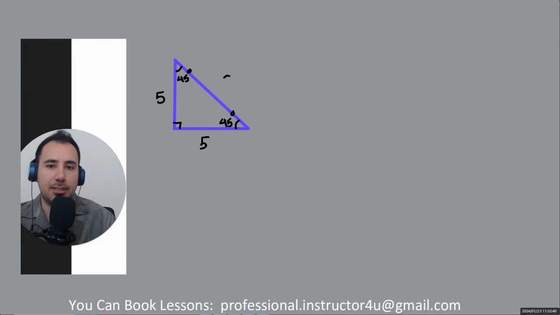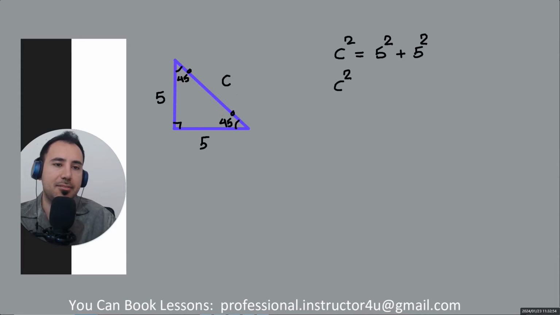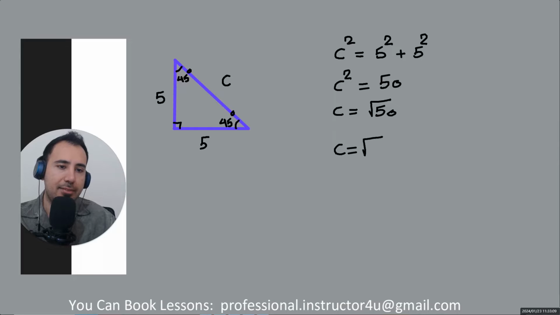This one will be our c. I'm going to have c squared is equal to 5 squared plus 5 squared. So c squared will be 25 plus 25. It will be 50, and c will be the square root of 50. Remember, the square root of 50, I could also write as the square root of 25 multiplied by the square root of 2.